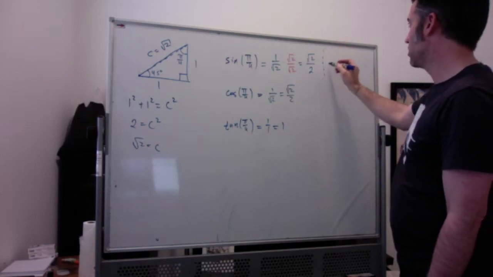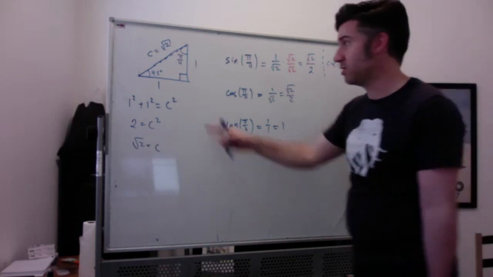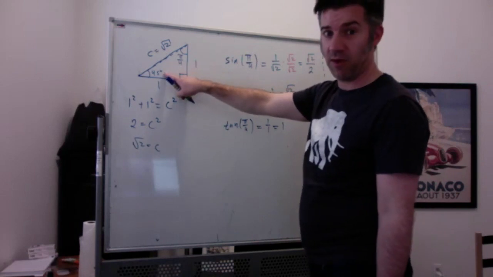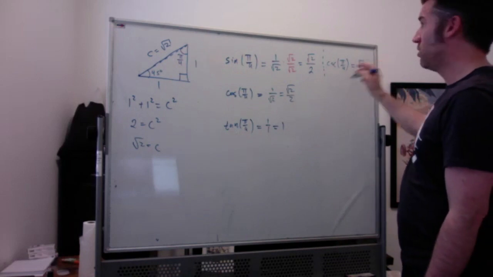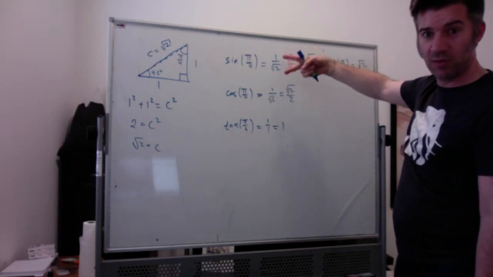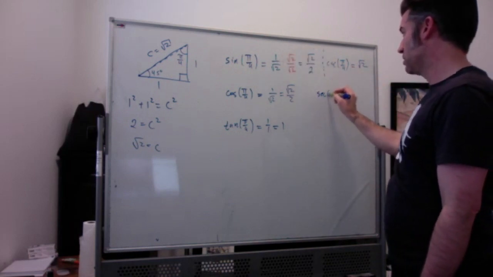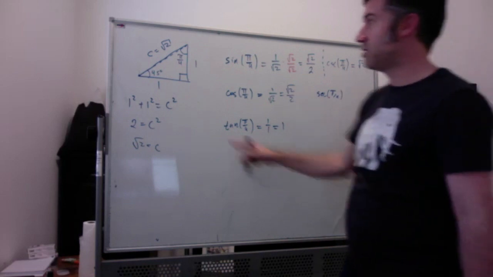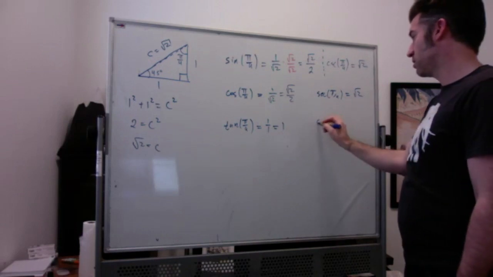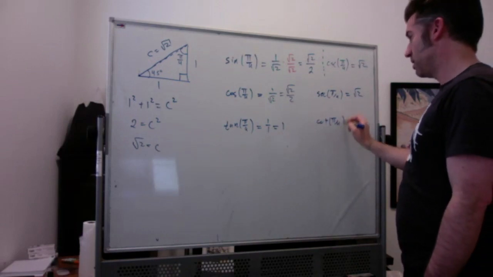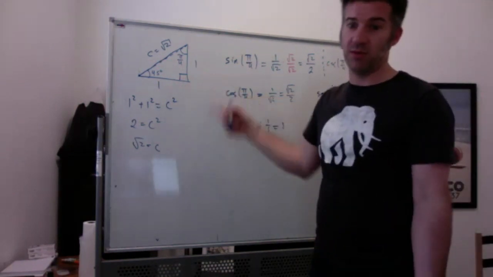So cosecant of pi over 4 is hypotenuse over opposite. So cosecant of 45 degrees or pi over 4 is hypotenuse over opposite, which is root 2 over 1, which is just root 2. Right? It's really just the reciprocal of 1 over root 2, which is root 2 over 1, which is root 2. And then the same thing is true for secant. Secant of pi over 4 is hypotenuse over adjacent, which is root 2 over 1. And finally, cotangent of pi over 4 is the reciprocal of tangent, which is just 1. Or it's adjacent over opposite, which is also just 1.